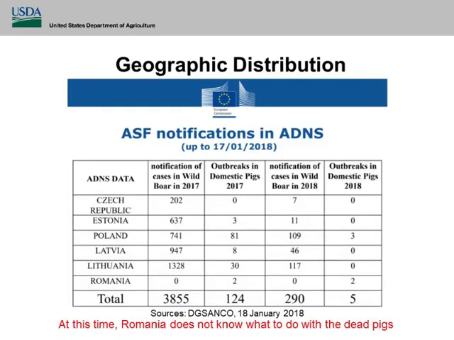So this slide I put in here just to show you a little bit of what's been going on in Europe. What I want you to be conscious of is the fact that you have two sets of columns here, the notification of wild boar cases in 2017 or 2018 and domestic pigs in 2017 and 2018. And what you can see is that the outbreaks in domestic pigs happen when you have a large population of wild pigs that are sick.